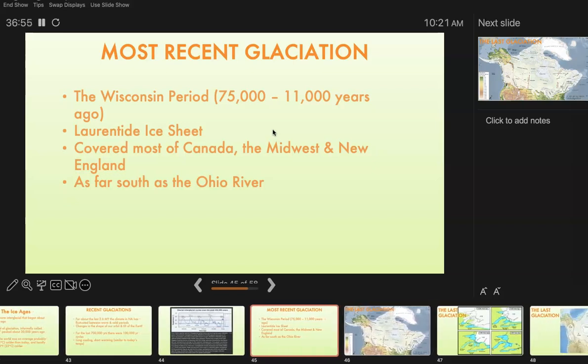So let's not talk too much about all that stuff in the past. Hopefully I've convinced you, not that you need convincing, that ice ages have been going on for a very long time. The most recent is what they call the Wisconsin period. It ran from about 75,000 years ago to 11,000 years ago, but we didn't see anything in that 75. Again, that was way north. That was the Laurentide ice sheet.